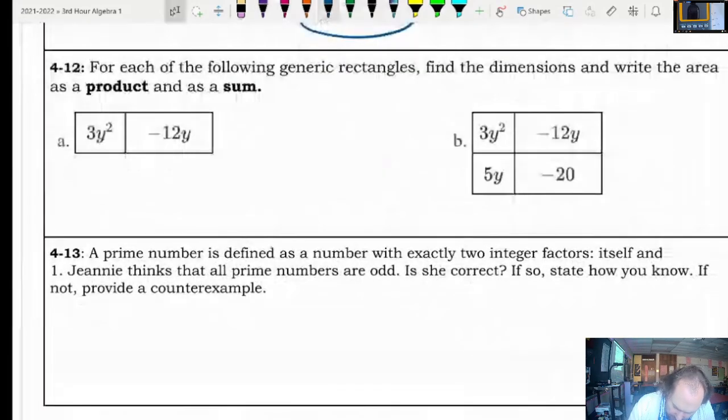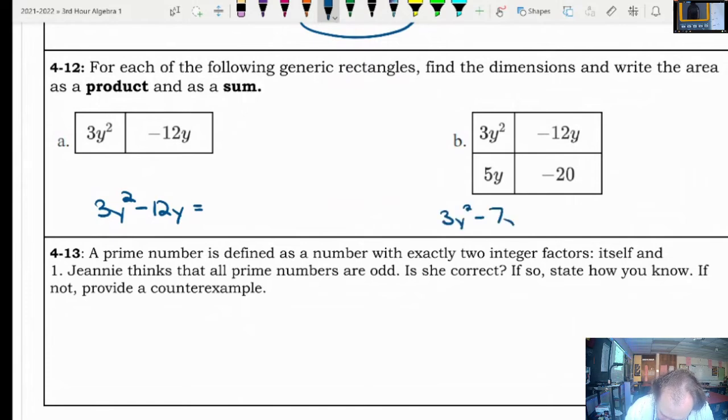412. For each of the following generic rectangles, find the dimensions and write the area as a product and a sum. Let's go ahead and write it as a sum right now. 3y squared minus 12y equals. Over here, we'll do 3y squared minus 7y minus 20. The minus 7y is coming from 5y minus 12y, for anybody who's interested.